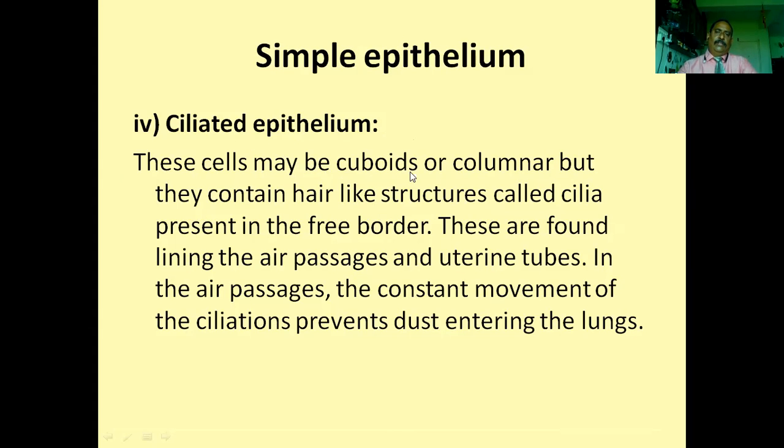Simple epithelium, the ciliated epithelium. Here, the cuboid cells and columnar cells contain hair-like structures called cilia, present on the free borders. They are found in the lining of air passages and uterine tubes. In the air passages, the constant movement of cilia prevents dust from entering the lung.